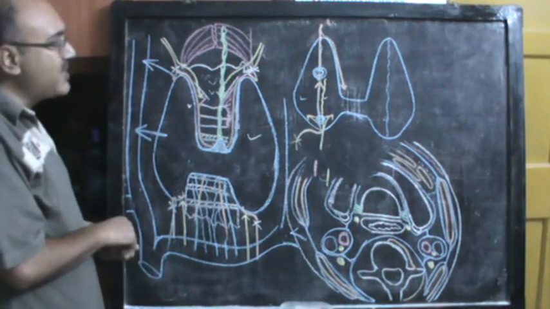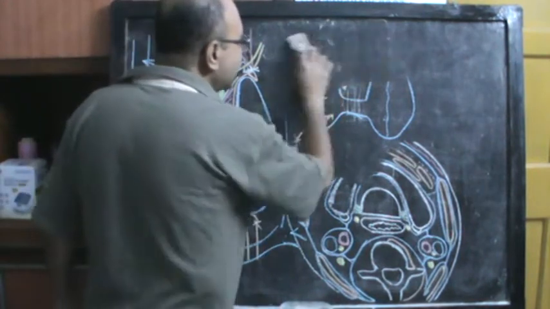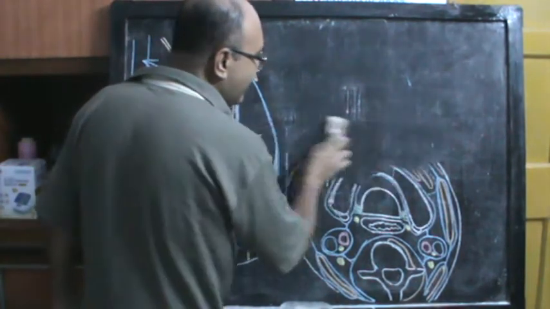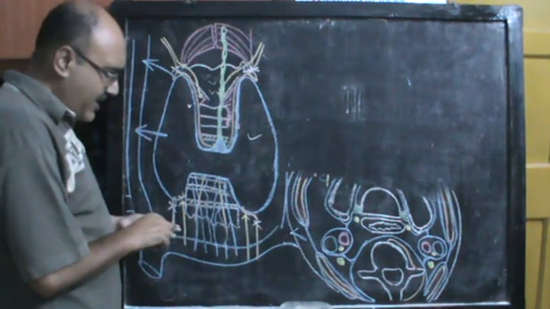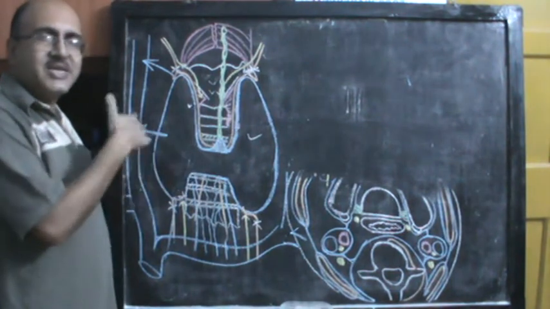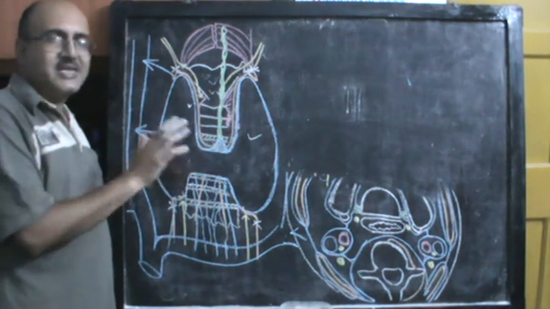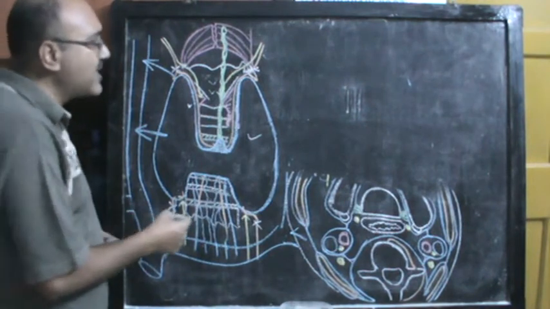Now a little bit about the development, although this is not a development class, still a little bit of the development of the thyroid gland. Now the thyroid gland actually develops from two sources. There is a median thyroid diverticulum and there is a lateral thyroid rudiment. Now this median thyroid diverticulum, where does it come from?